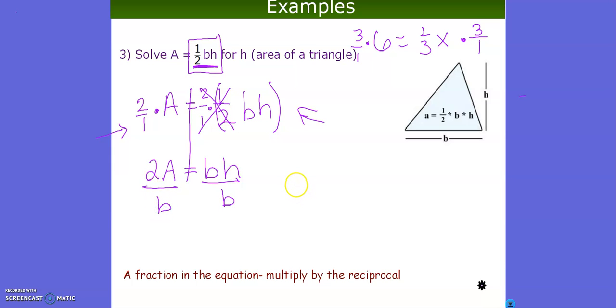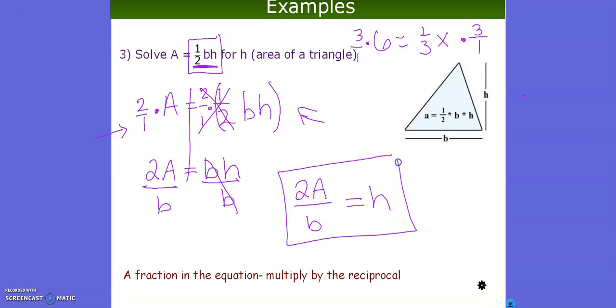So now on the left side, I have 2A over b. And on the right side, my b's cancel out, and I'm left with h. So now we have solved our equation for h, for height. If I'm looking for the height, I can say 2 times the full area divided by the base gives me the height.